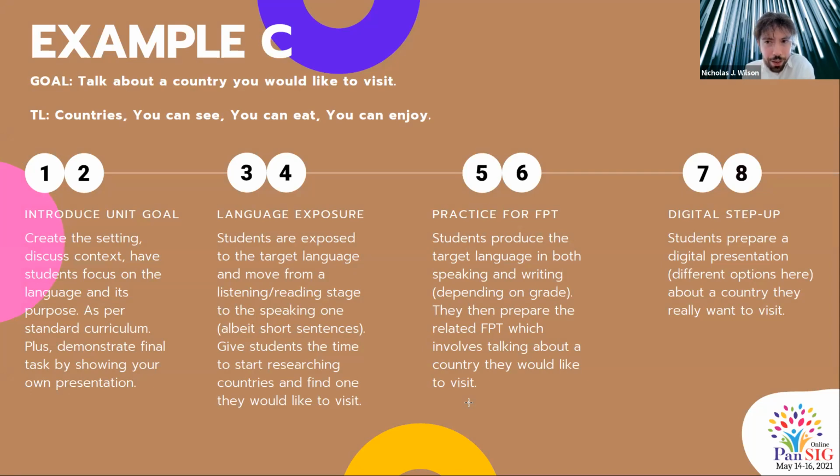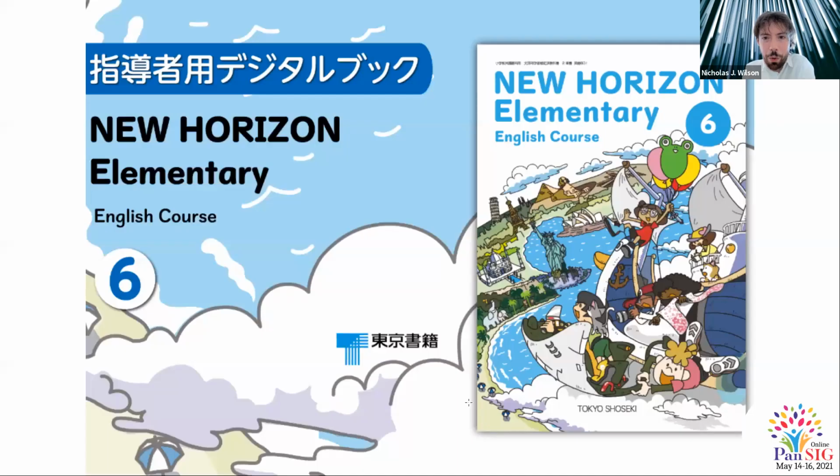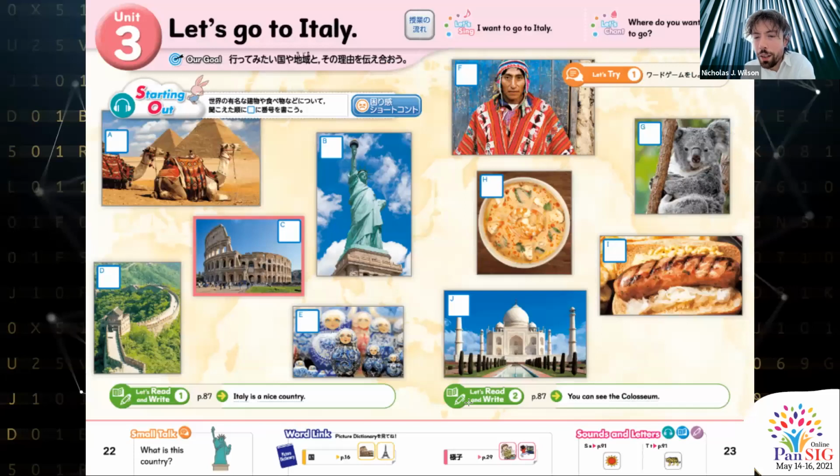I actually have part of the textbook. We're using New Horizon for 6th graders. This is the textbook, and the unit is "Let's go to Italy." You have 1, 2, 3, 4, 5, 6, 7, 8, 9, 10 countries, with some information about places you can see, eat, and enjoy.